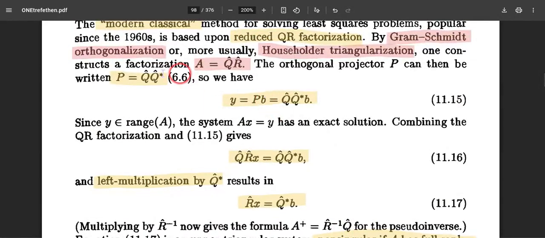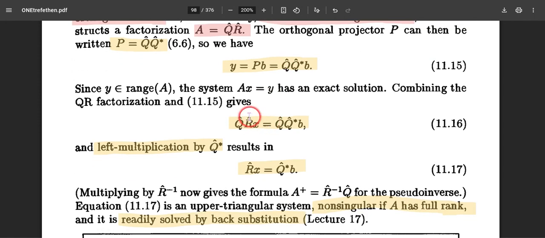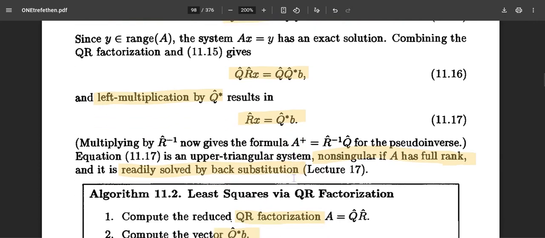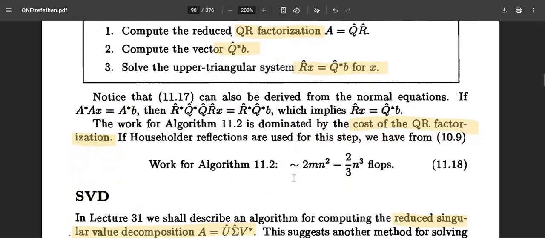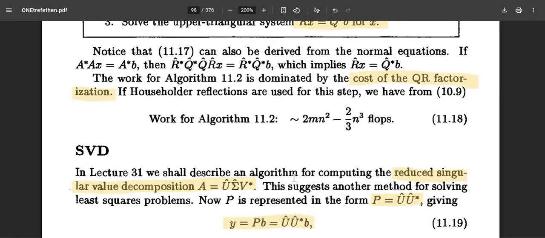The orthogonal projection will be Q Q transpose. As we introduced earlier, y becomes like this. Then Ax equal to b can be expressed in terms of this equation 11.16. Multiplying by Q transpose gives Rx, which is upper triangular and can be easily solved. This again takes n cubed flops, with the condition that A has full rank.